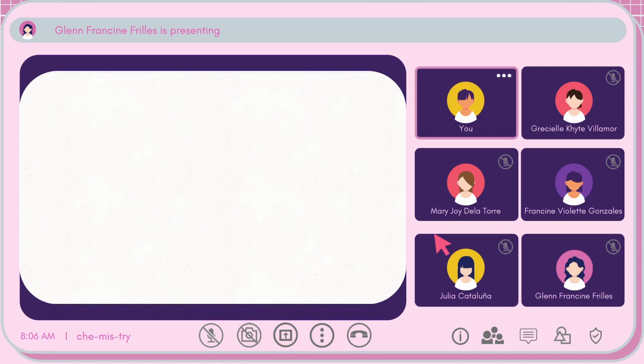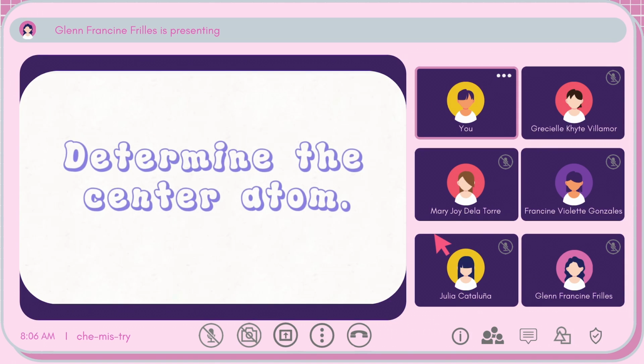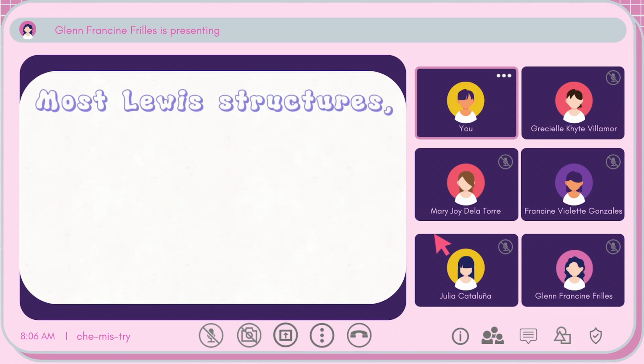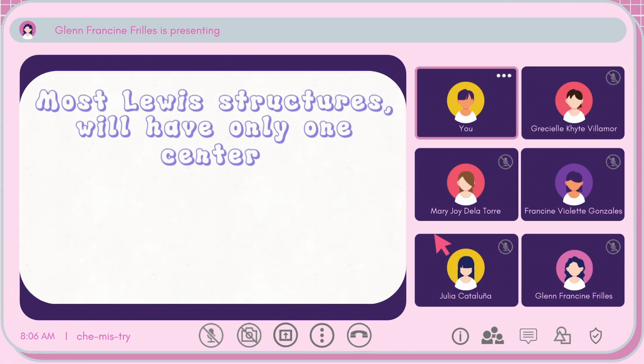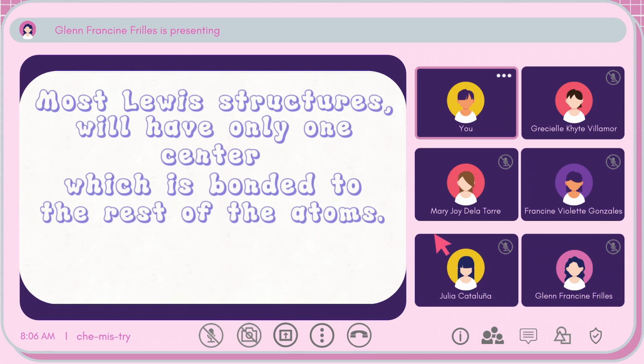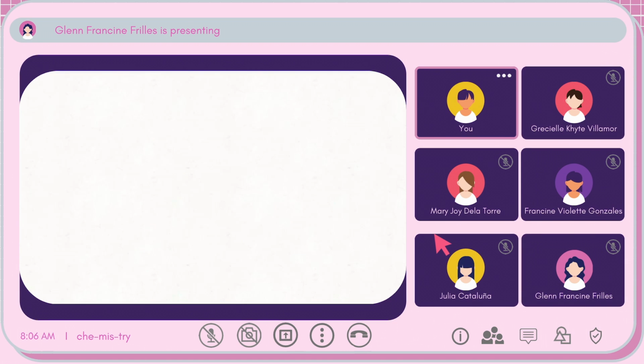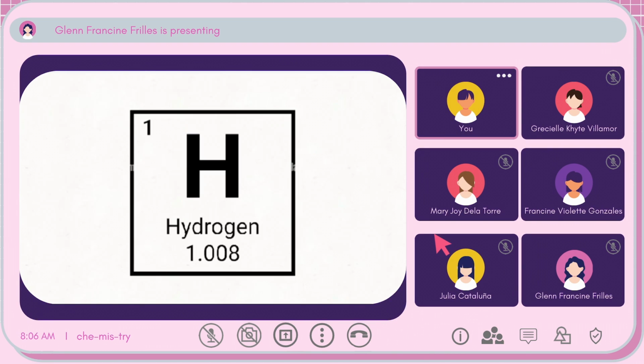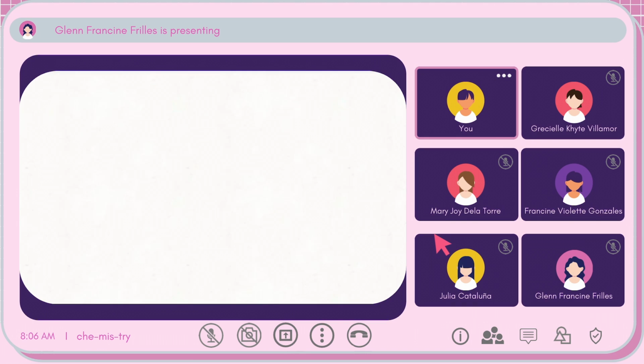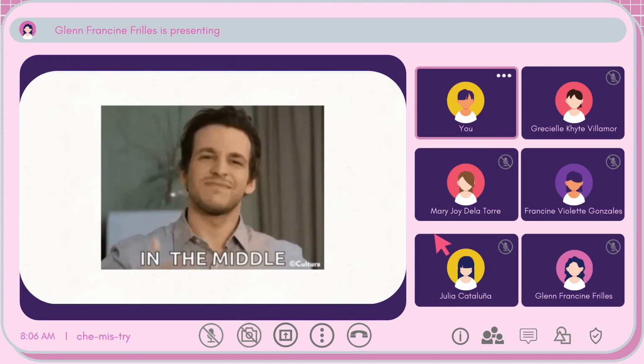Moving on, step 2 is to determine the center atom. Most Lewis structures, especially when we're just starting off, will have only one center, which is bonded to the rest of the atoms. Remember that it should be the least electronegative atom. Going back to the example, the center atom cannot be hydrogen because it can only make one bond. Hence, it cannot be the middle of anything.